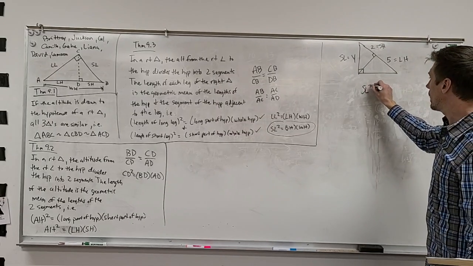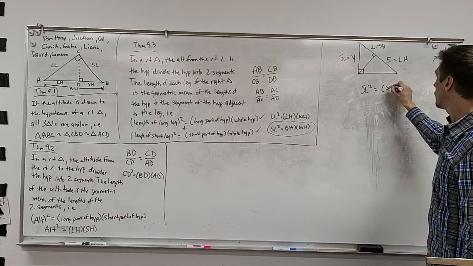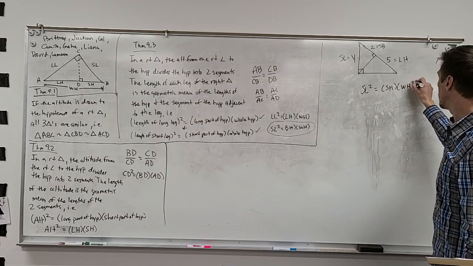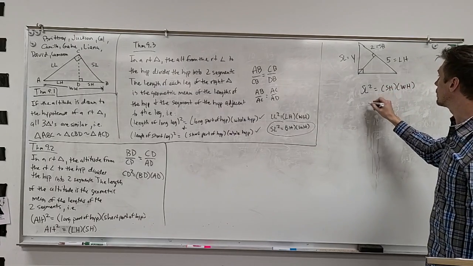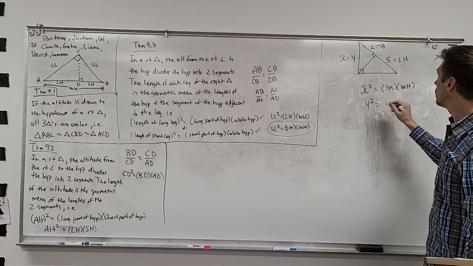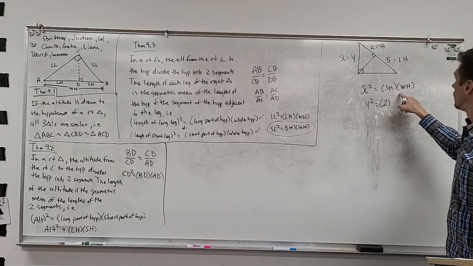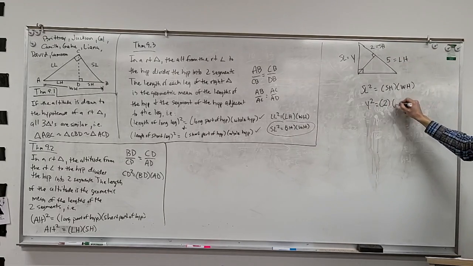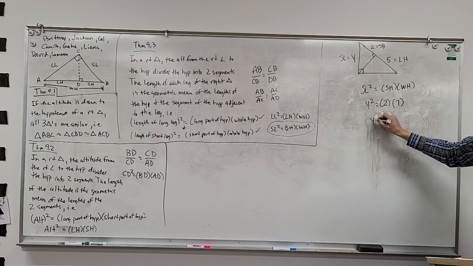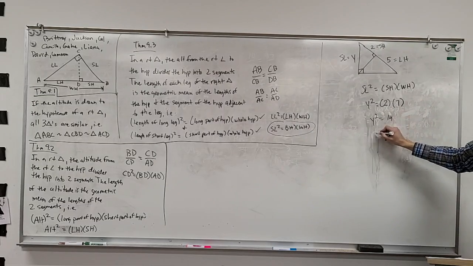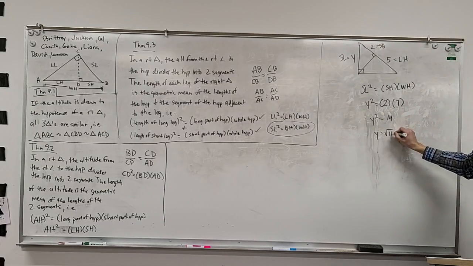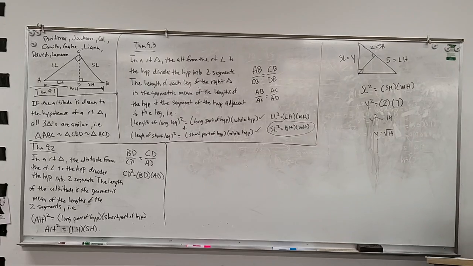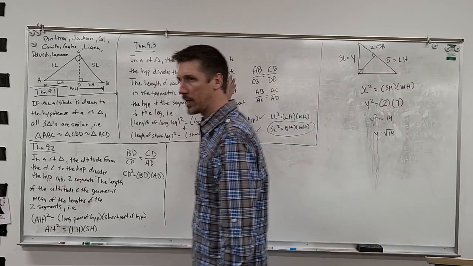We can say SL squared equals short hypotenuse times the whole length of the hypotenuse, which we can figure out. So we've got y squared equals 2. The whole hypotenuse is 2 plus 5, right? So this is going to be 7. So y squared equals 14. Y equals the square root of 14. So super easy to plug in, just super hard to write down, right?